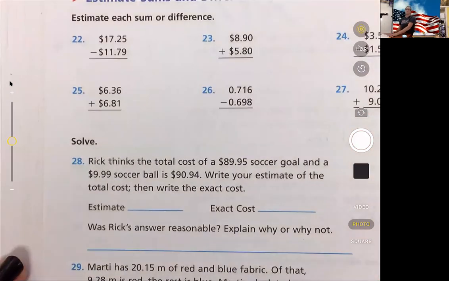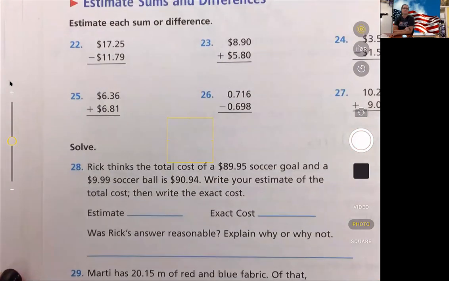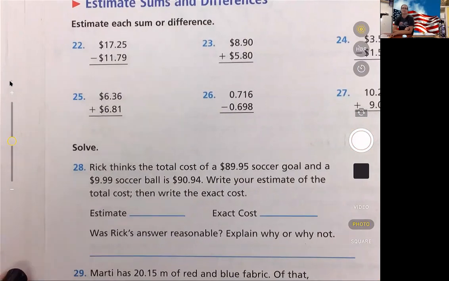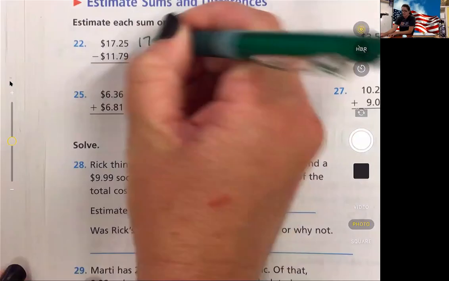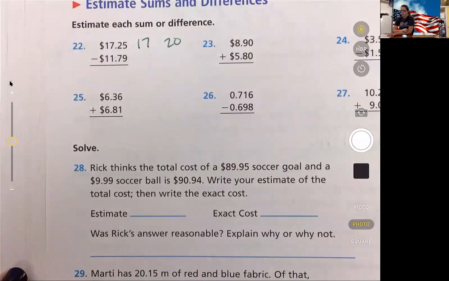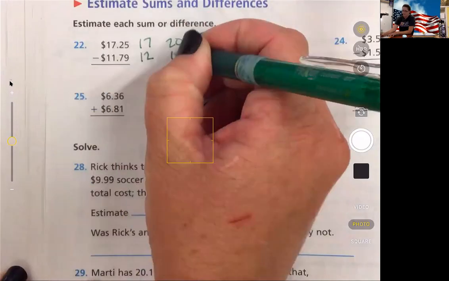$17.25. What's that close to? What do you guys think? What would you round that to? $17. Put it just to $17. Yep, you could even go to $20. I would take either one of those. How about $11.79? $12 or you can put $10. Yep.